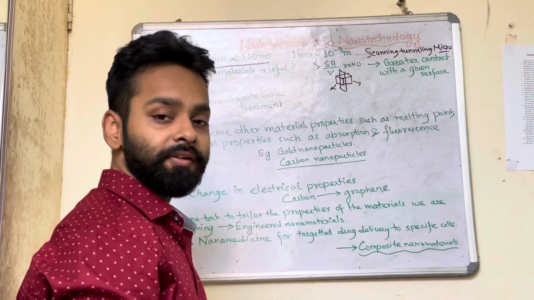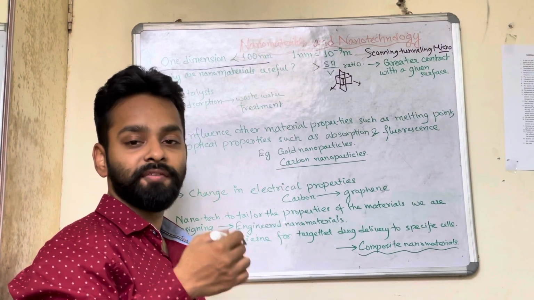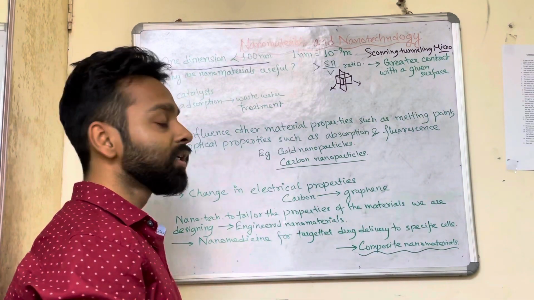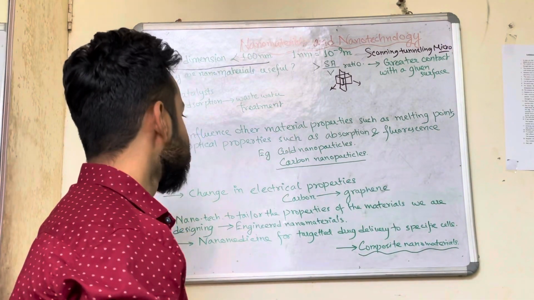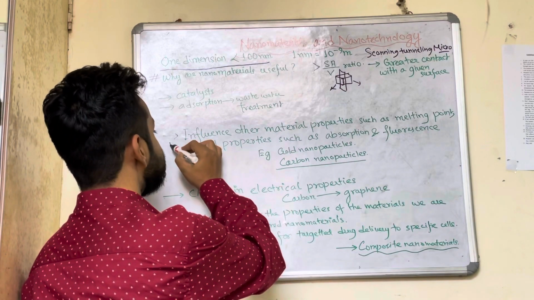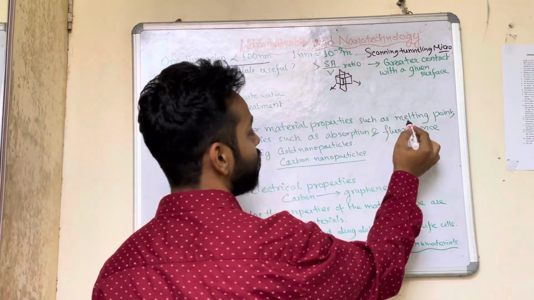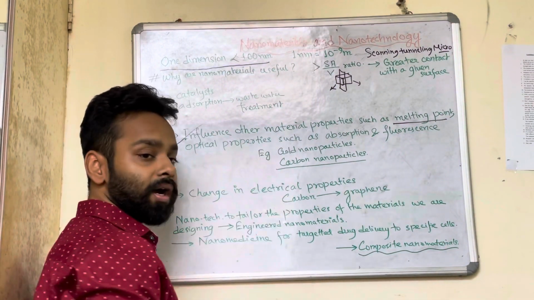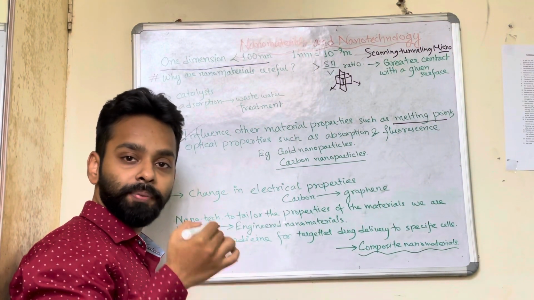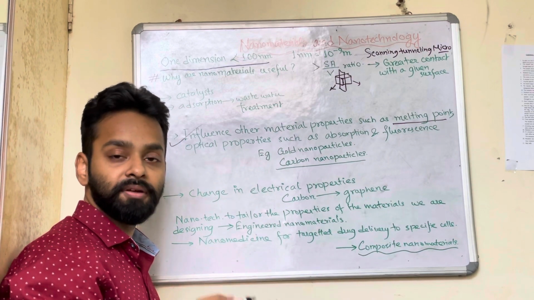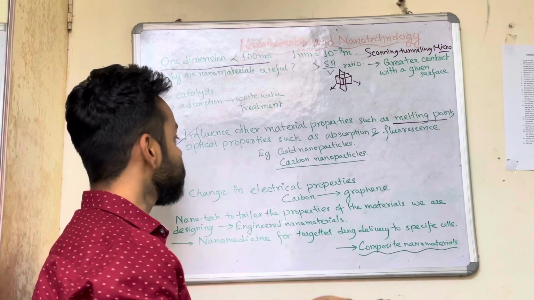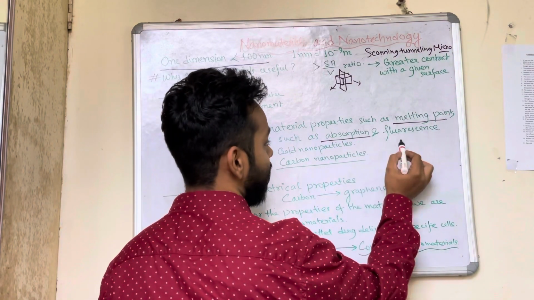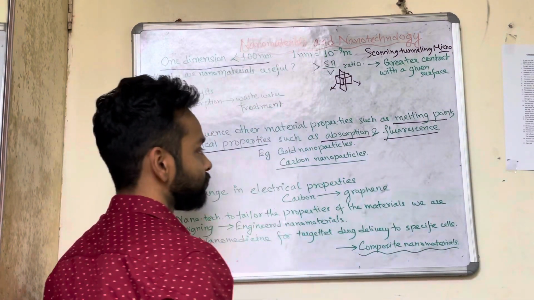Again, when a given material is brought down to its nanoscale, it can influence other material properties as well. Such other material properties include the overall melting point of a material, and another very important property influenced by materials in the nanoscale is the optical properties, such as absorption and fluorescence.